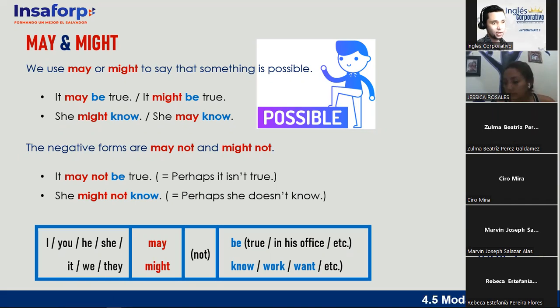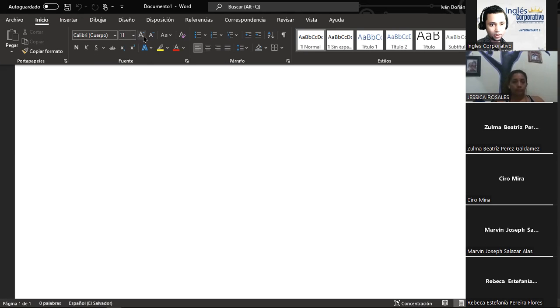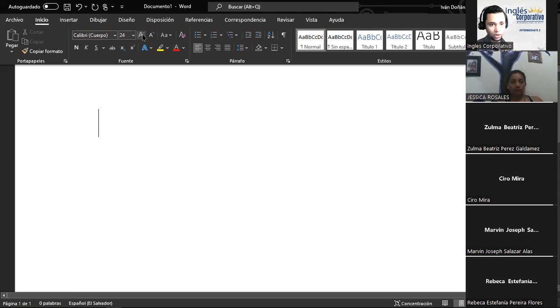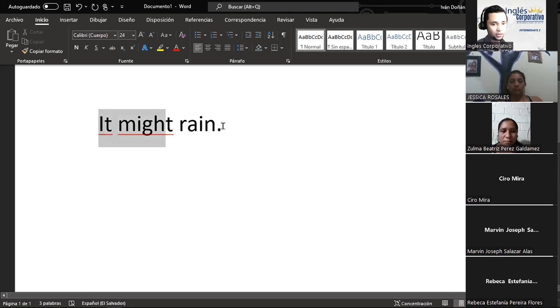In other words, I'm going to show this to you using a Word document. If you give me a second, I'm going to zoom in a little bit and go bigger with the fonts. Okay, you say, for example, it might rain. We're talking about possibility right here. It might rain. This is correct. Okay, so we're going to give it a different color right here.